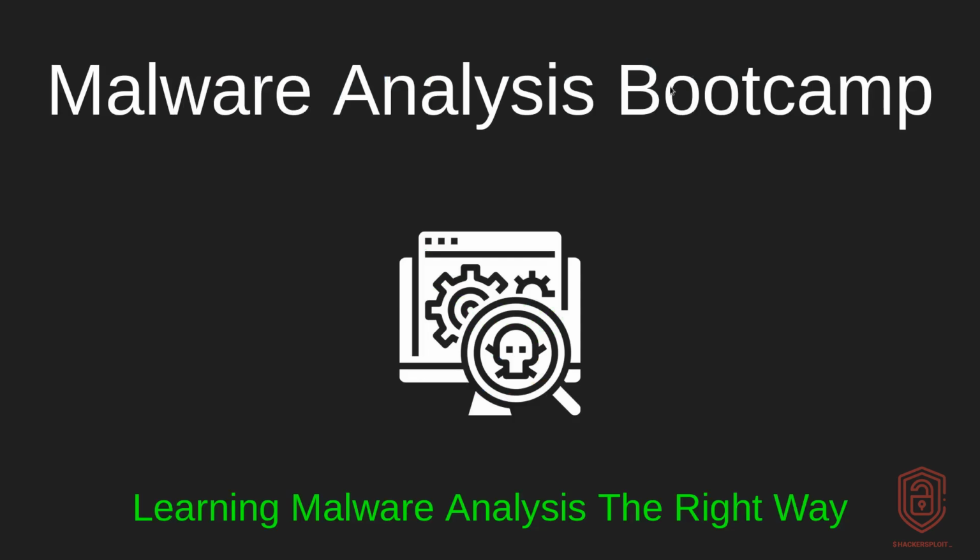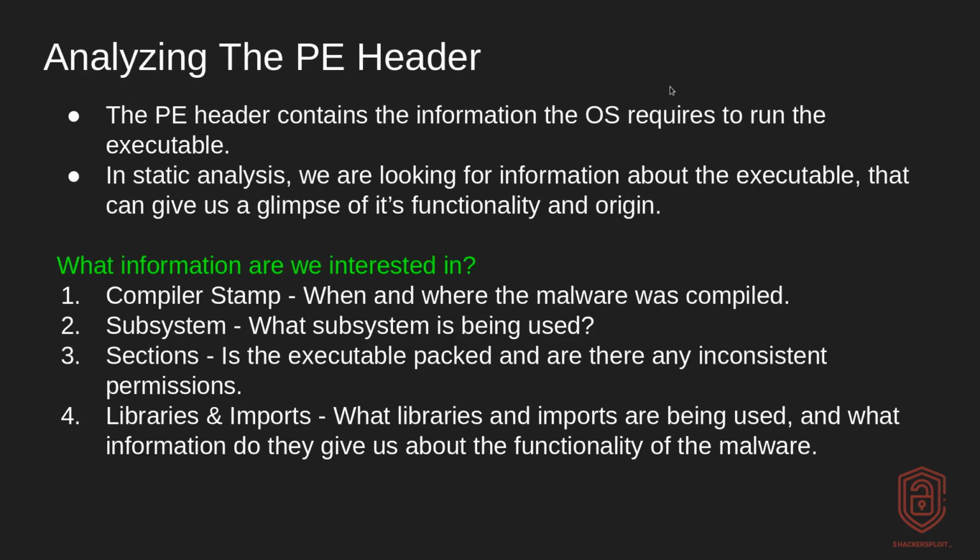In this video, we're going to be looking at analyzing the PE header, and we're just going to start off with understanding what information we're interested in when we're analyzing the PE header. As mentioned in the previous video, the PE header contains information that the operating system requires to run the executable. This information is very useful as it gives us information about the origins of the malware or of the executable, and it also sheds some light on its functionality.